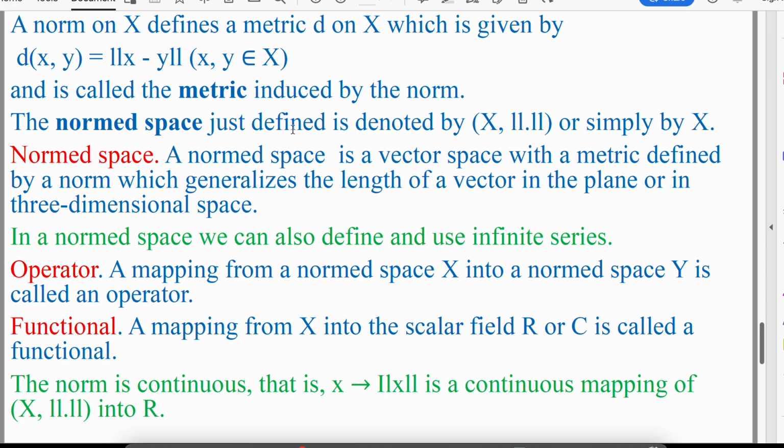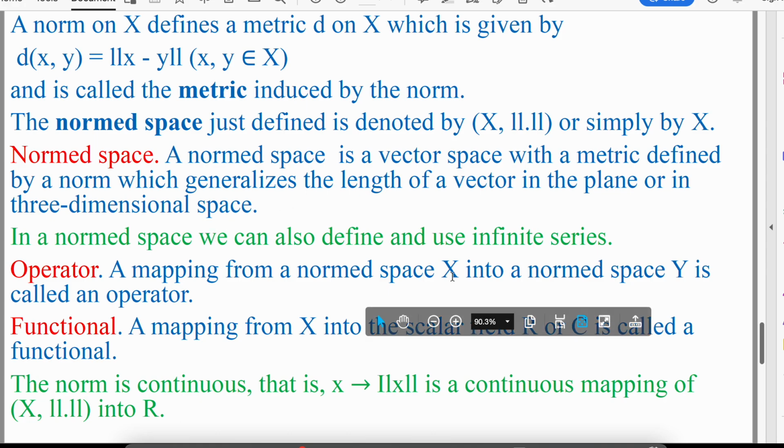So the normed space just defined is denoted by X together with the norm, or simply by X, because sometimes while writing we omit this notation. So a normed space is a vector space with a metric defined by a norm, which generalizes the length of a vector in the plane or in three-dimensional space. So in a normed space, we can also define and use infinite series.